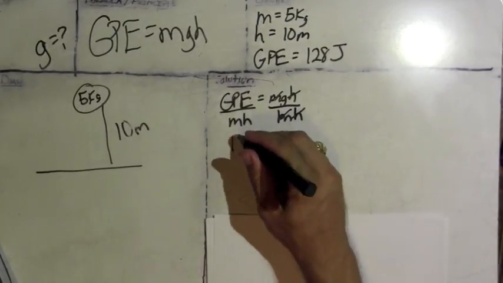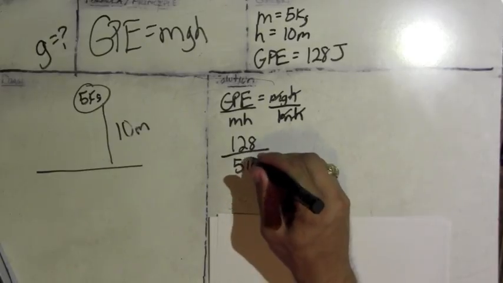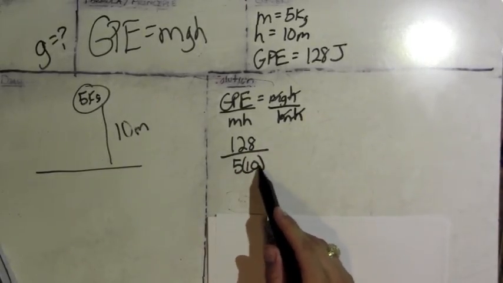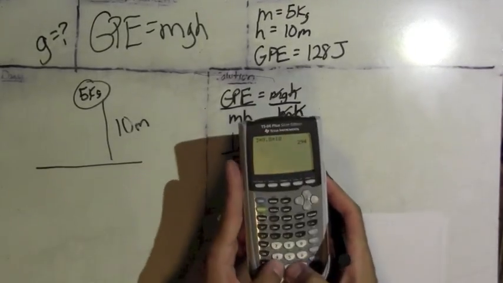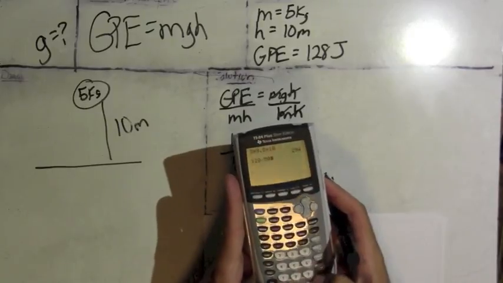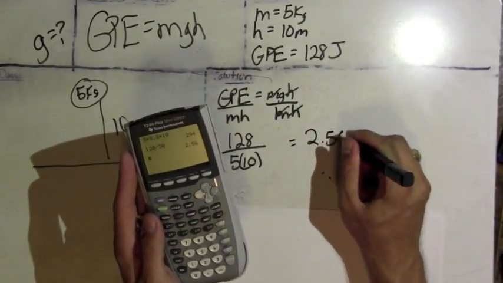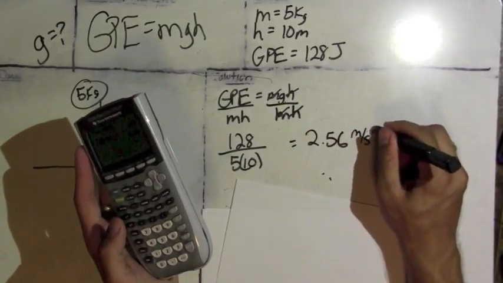In our case, that would be 128 divided by 5 and 10. Remember, when we're putting this in the calculator, we want to make sure we do this first. When we do that, we get 128 divided by 50, and you get 2.56. Now this is g, so we should be measuring this as meters per second squared.